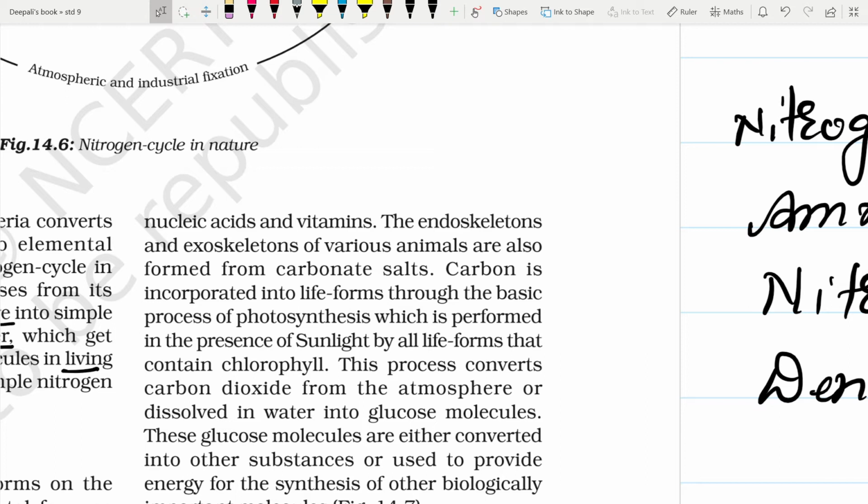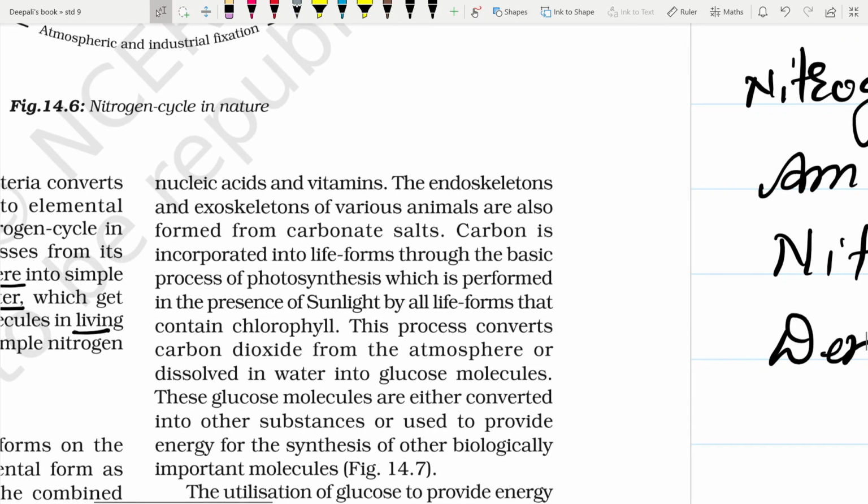Endo means the bones which are inside the body, like in human beings, and exo means having it outside the body, like a snail or a conch or a shell. They have the hard covering outside their body. They are called exoskeleton.